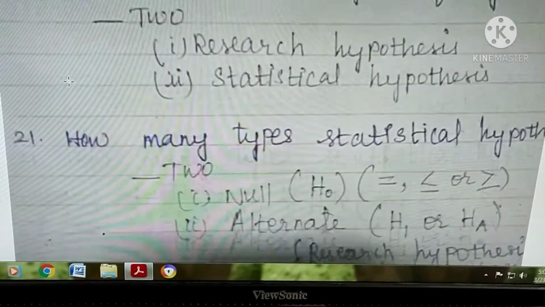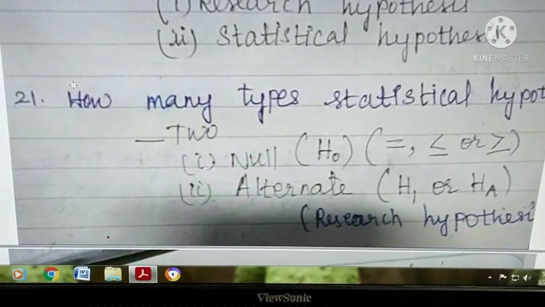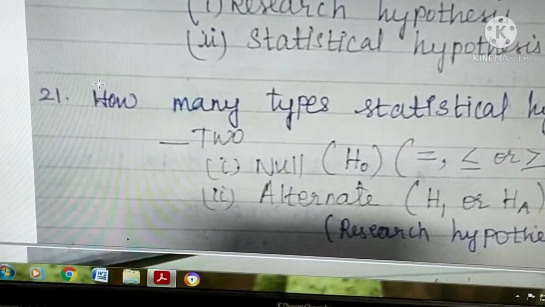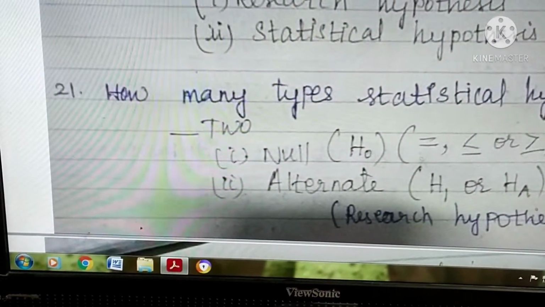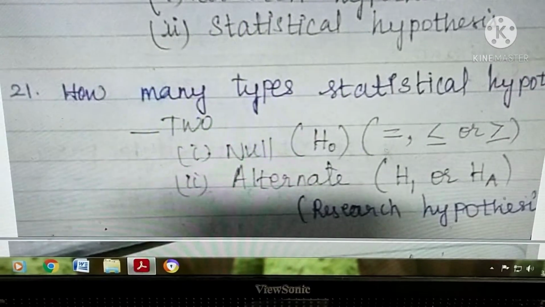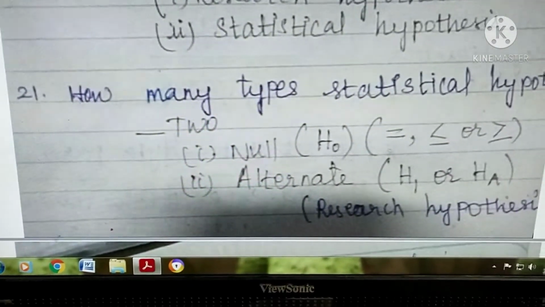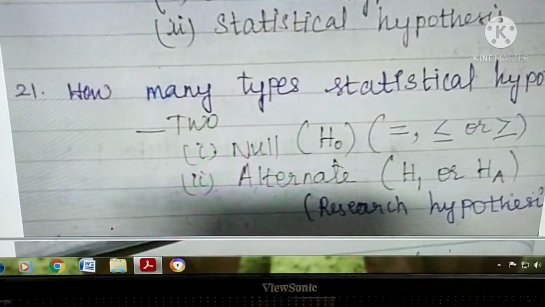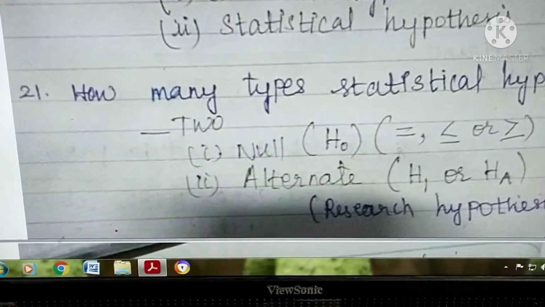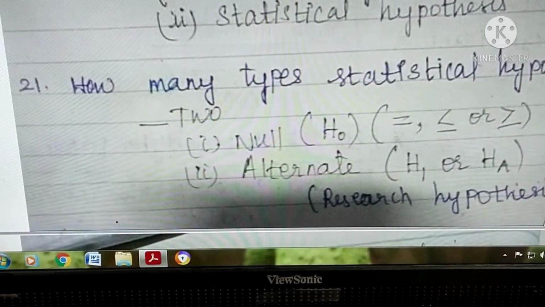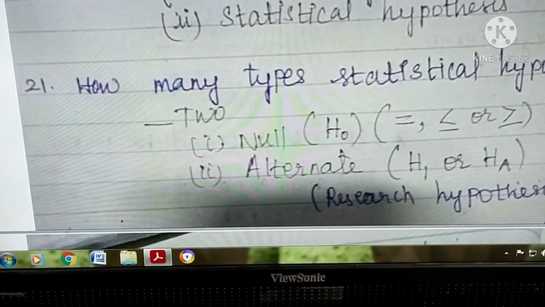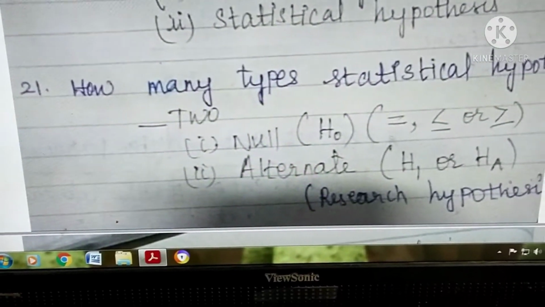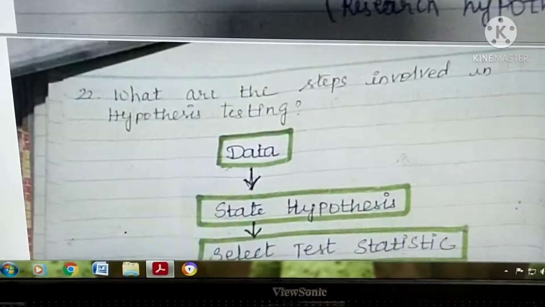How many types of statistical hypothesis are there? There are two types of statistical hypothesis, which is a very important question. It involves null hypothesis. Null hypothesis is represented by H0. The condition for null hypothesis should be equal to, or greater than or equal to, or lesser than or equal to. Second one is alternate hypothesis. It is represented by H1 or HA. Alternate hypothesis is also called research hypothesis.